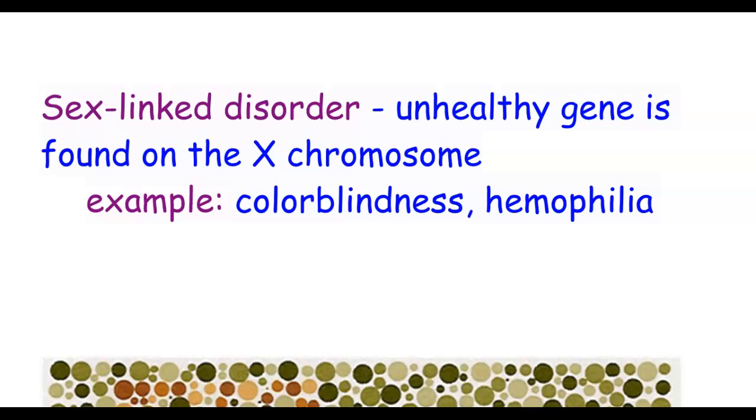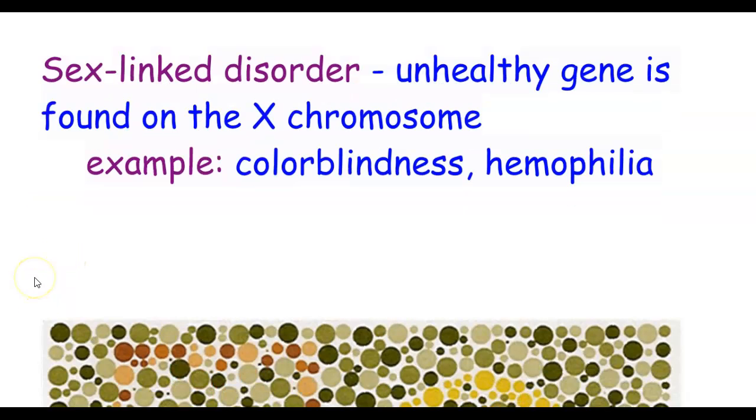Okay, last up for today. Put down the definition for sex-linked or gender-linked disorder. This is when the unhealthy gene is found on the X chromosome. And some common examples are colorblindness and hemophilia. Hemophilia is when your blood doesn't clot correctly and a small cut keeps bleeding and never clots. So that's a serious thing. And colorblindness can be tested for pretty easily.